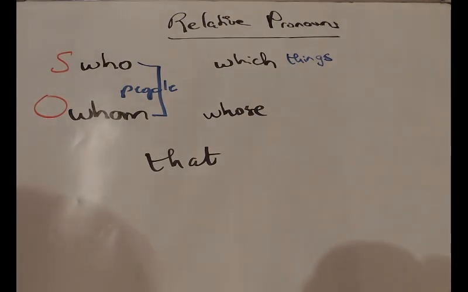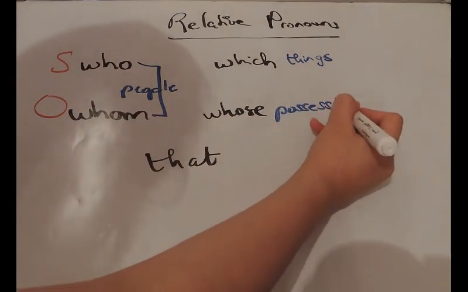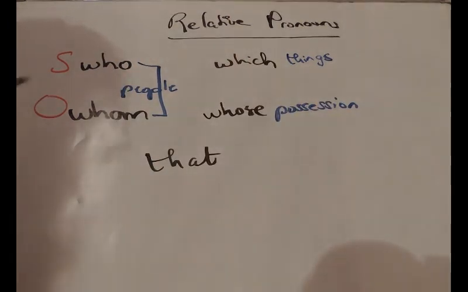Alright, whose is just like interrogative pronouns. It is for possession, meaning it shows possessiveness. Alright, belonging, ownership. And that can be used both for things and for people, only in defining relative clauses.